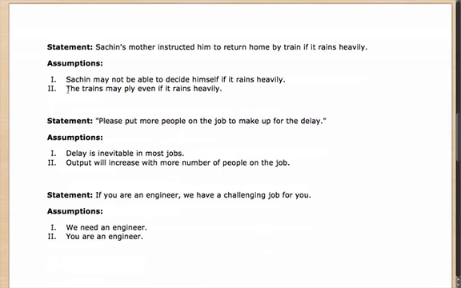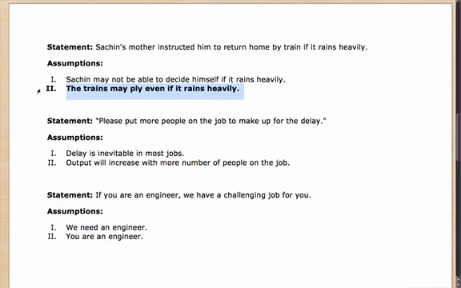To continue, statement 1 says that Sachin's mother instructed him to return home by train if it rains heavily. First assumption is Sachin may not be able to decide himself if it rains heavily. Second assumption is trains may ply even if it rains heavily. Now, we are not given anything about Sachin's deciding abilities or anything like that. So that is definitely an invalid assumption.